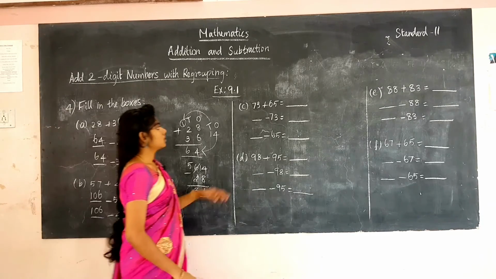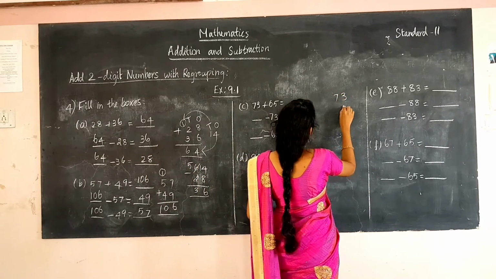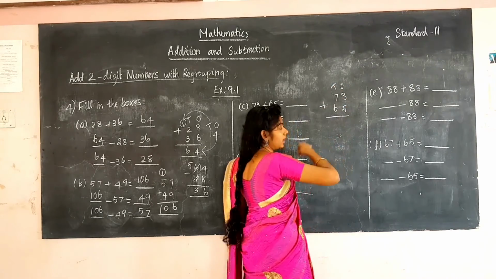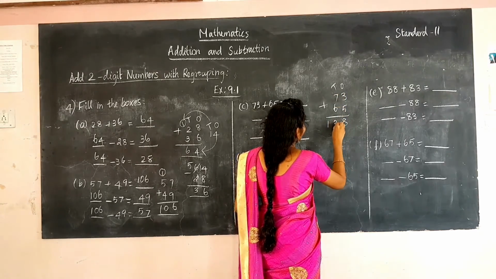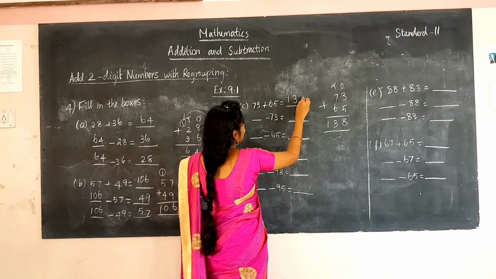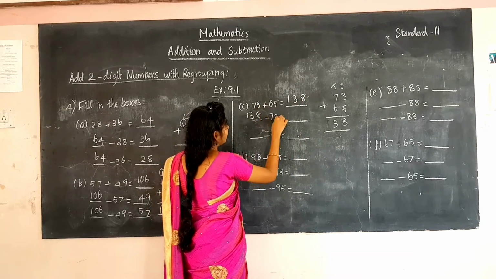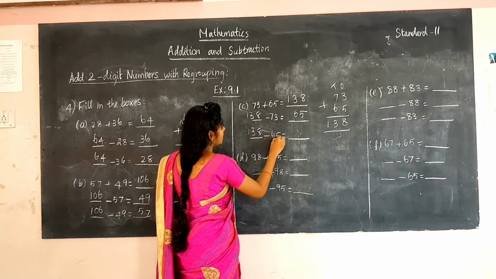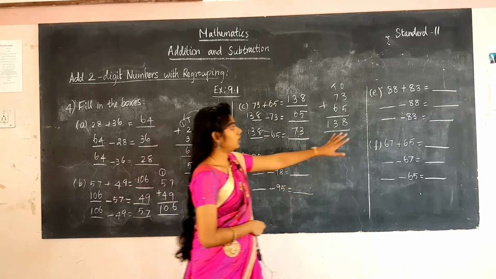See the next sum, 73 plus 65. Write the numbers first in the ones place and then the tens place. Add 3 plus 5, 8. Then 7 plus 6, 13. So the answer is 138. So 138 minus 73 is 65, and 138 minus 65 is 73.